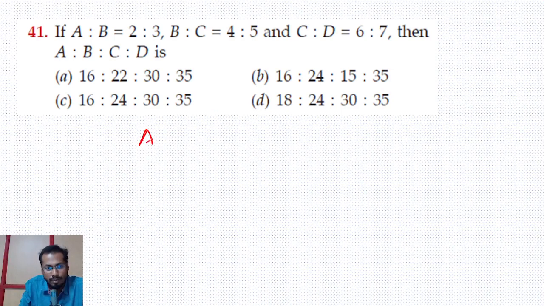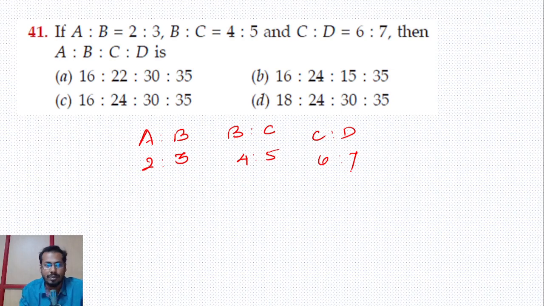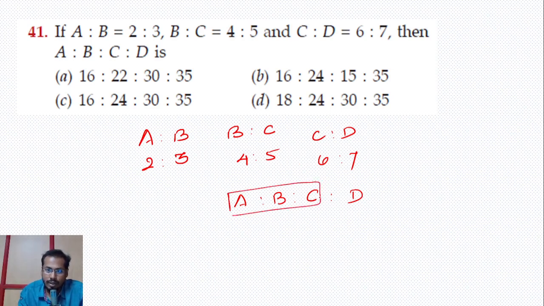How to solve this problem? Look at this. A is to B is 2 is to 3, and B is to C is 4 is to 5, C is to D is 6 is to 7. Then A is to B is to C is to D is what? I want A is to B is to C is to D. So whenever we get these kind of numbers, take any three, either A, B, C or B, C, D. First three or last three. How many numbers in between, that is not important.